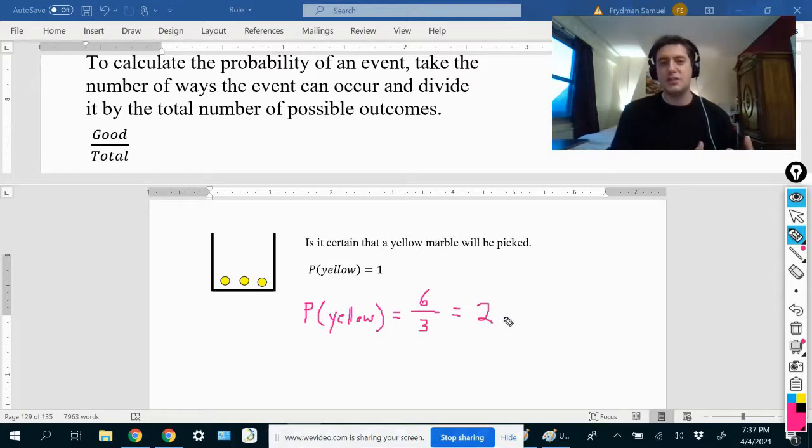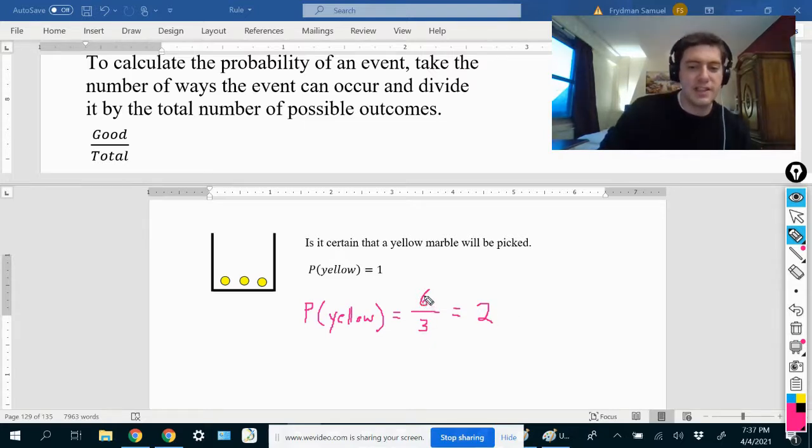And I see a lot of students do probability problems and they'll get an answer of 2 or 3 or even something like 1.5, which is still bigger than 1. You can't get that. If you get an answer which is bigger than 1, then you went wrong somewhere. Because what does this mean over here?